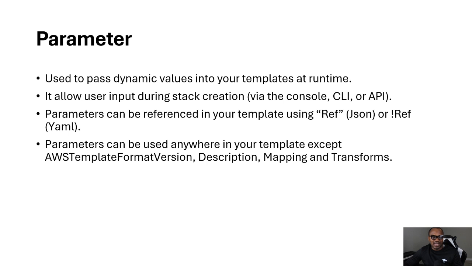Now, parameters allow user input during stack creation, via the console or the CLI or API. Parameters make your template dynamic. You can use a parameter to choose between environments. Maybe you want to choose the dev environment, or you want to choose the prod or test environment. So parameters are used to pass dynamic values into your template at runtime. It allows you to reuse your template for different environments, configuration or input values, without changing the template code itself.